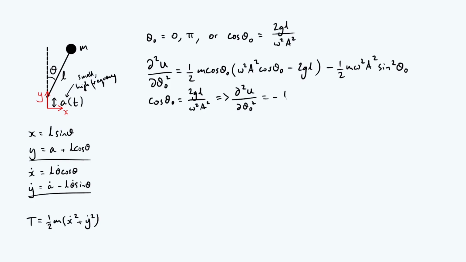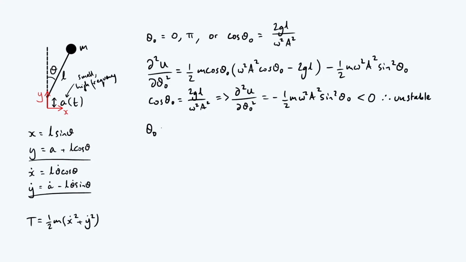So this is minus half m omega squared a squared sine squared theta naught, where theta naught is the angle that satisfies this particular condition. But regardless of what that angle is, this is all squared stuff, and m is a positive quantity, and that means that overall your second derivative is negative. If the second derivative is negative, that means you've got a maximum point in your graph of u against theta naught, and a maximum corresponds to an unstable equilibrium, right? So you do have this extra equilibrium position introduced by the vibrations, but it's always unstable, right?